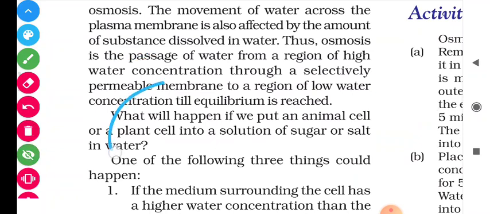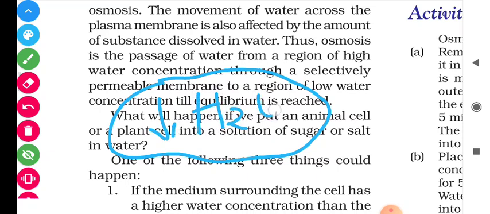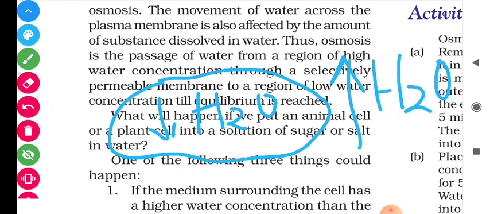That means if any cell has a lower amount of water inside the cell and there is a higher concentration of water outside the cell, it is clear that the water will flow from the external environment to the inside of the cell. So this process of exchange of liquid substance into the cell is called osmosis, in which the higher concentration water region will flow towards the lower concentration water region. Okay?